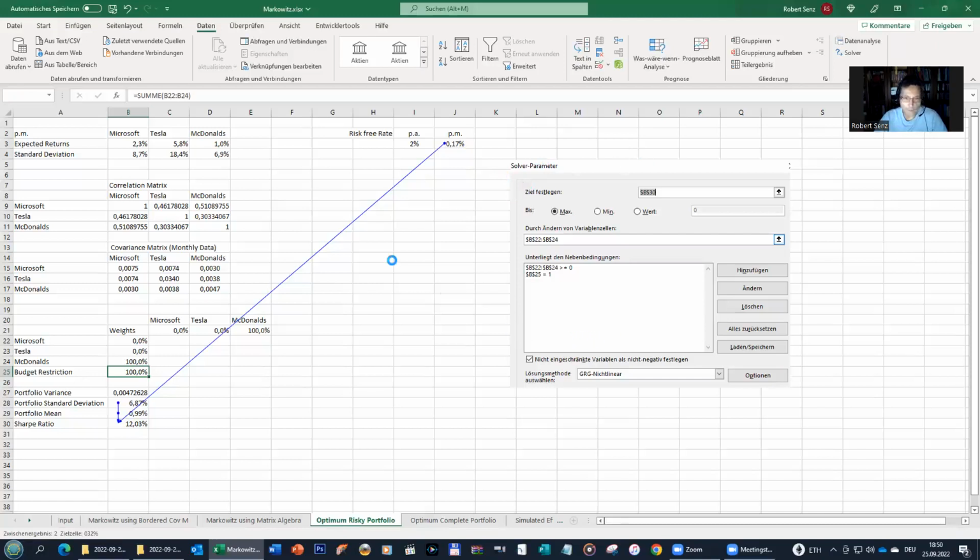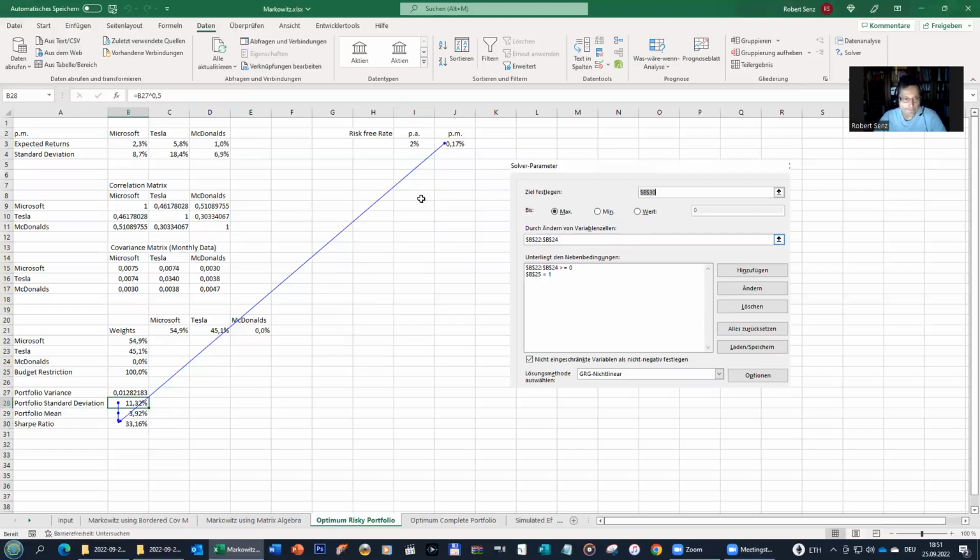It takes again some time, and we found the solution, and it's 55% Microsoft, 45% Tesla, 0% McDonald's. And we have a maximum Sharpe ratio of 33.16. The portfolio mean is close to 4%, standard deviation is around 11%. So that's the optimum risky portfolio, given the risk-free rate.